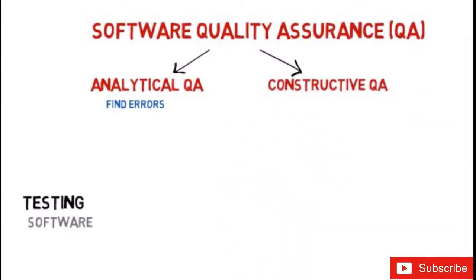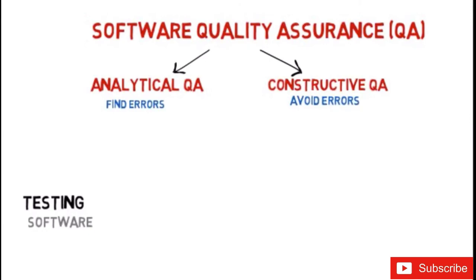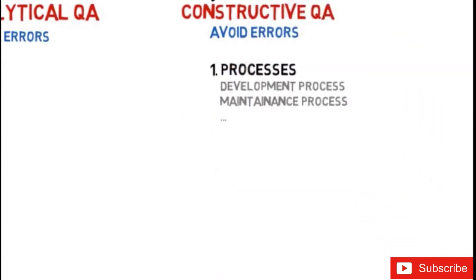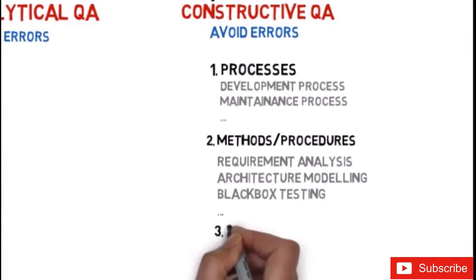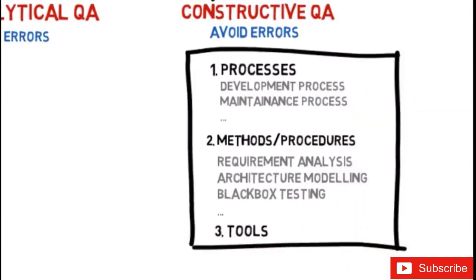But there is another aspect of quality assurance that is called the constructive quality assurance. The constructive quality assurance aims at avoiding errors. The main aspects of constructive QA are as follows. The first one is process, the software development process and the maintenance process. The second aspect is the methods or the procedures. It includes mainly the following things: requirement analysis, architecture modeling, and black box testing. The third aspect is the tools which are required to make all these things work.